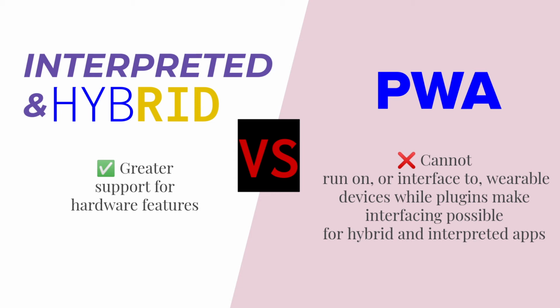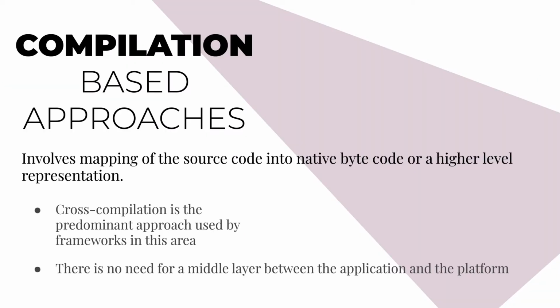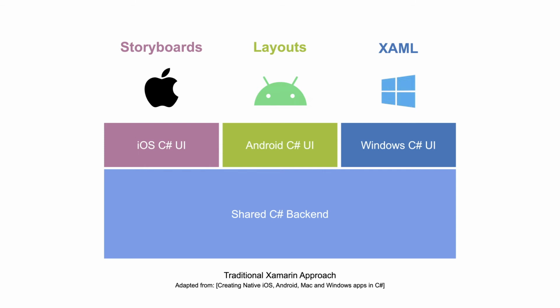Nonetheless, while the bridging capability of hybrid and interpreted frameworks is powerful, you don't get something for nothing. There is also an impact on performance. Unlike hybrid and interpreted approaches, compilation-based approaches involve compilation, the mapping of source code into native bytecode or high-level representations. Cross-compilation is the predominant approach used by frameworks in this area. With cross-compilers, the framework generates executable code for the target platforms ahead of time.